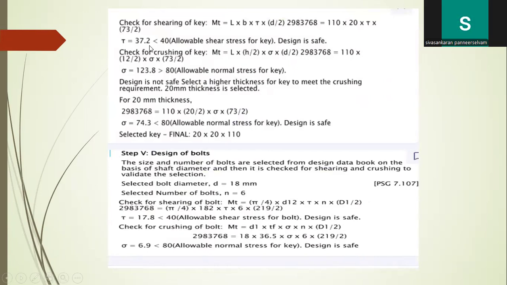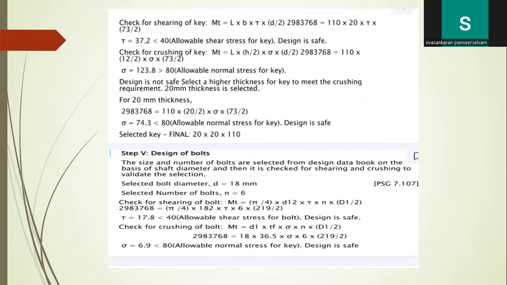Since the allowable shear stress is 40 and the calculated shear stress is 37.2, which is very safe, less compared to the allowable shear stress. Next, find out the crushing stress across the keyway design. Here it is comparatively more. The calculated value is more than the allowable value, so it is not safe. So you have to select the higher thickness value for a keyway. Say, assume 20 mm thickness. So for a 20 mm thickness, again you redesign the crushing stress calculation and it is proven to be safe.